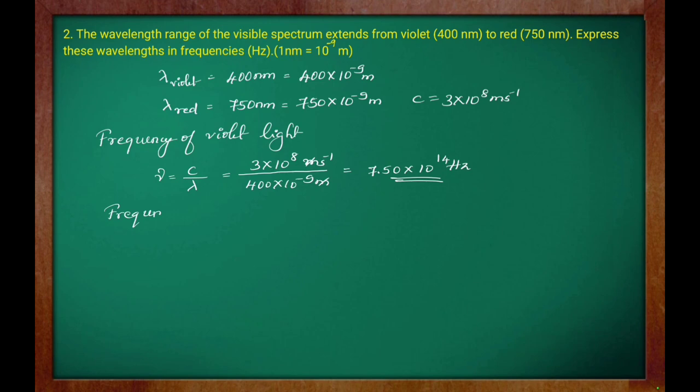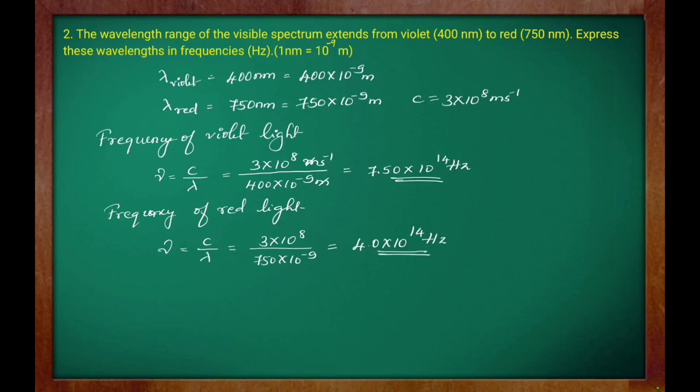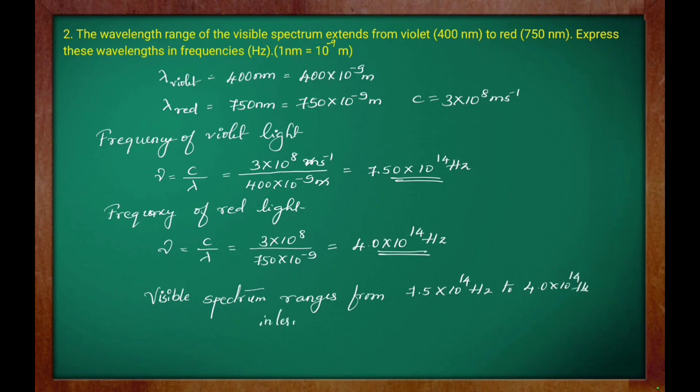Let us calculate the frequency of red light in a similar way. We have frequency is C by lambda, which is 3 into 10 to the power 8 divided by the wavelength of red light, that is 750 into 10 to the power minus 9 meter. Upon simplification, we get 4.0 into 10 to the power 14 hertz. So I can write that the visible spectrum ranges from 7.5 into 10 to the power 14 hertz to 4.0 into 10 to the power 14 hertz in terms of frequency.